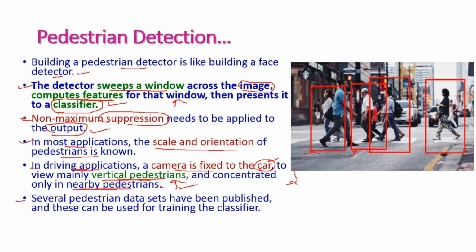Several pedestrian datasets are already published and available on the internet, and those datasets can be used to train the classifier. By using those classifiers we can build our own application to detect pedestrians.